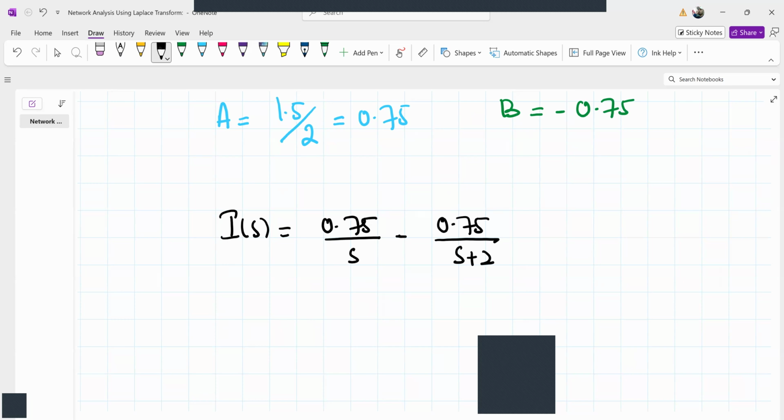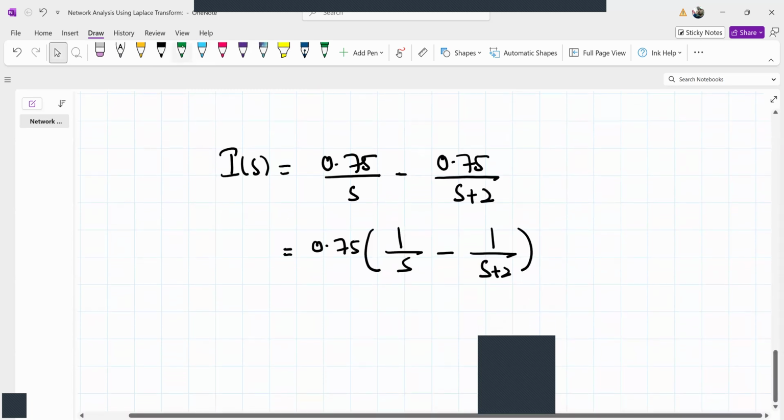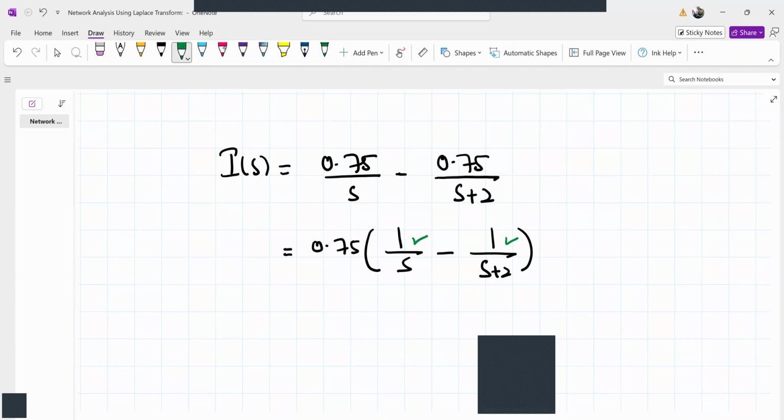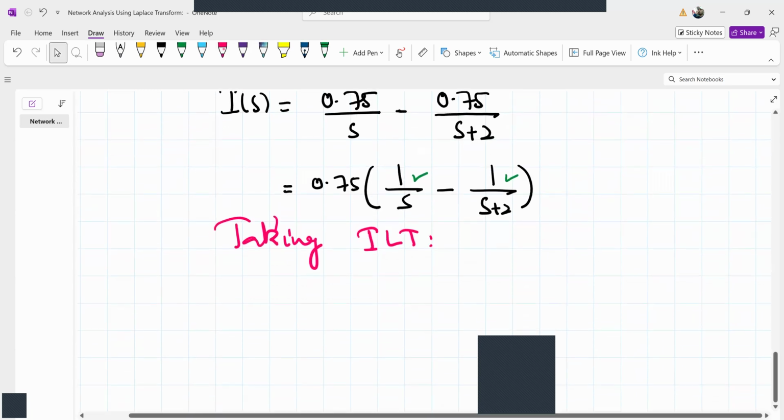Now we know the inverse Laplace transform of 1 by s and of 1 by s plus 2. So let's first take 0.75 common. We are left with 1 by s minus 1 divided by s plus 2. We know the inverse Laplace transform of these terms, so we can write, taking the inverse Laplace transform, I of t.